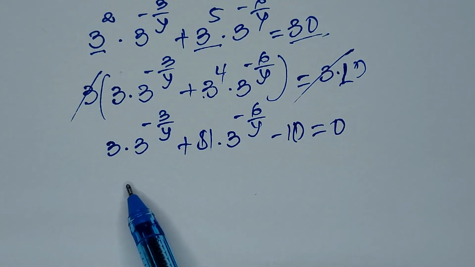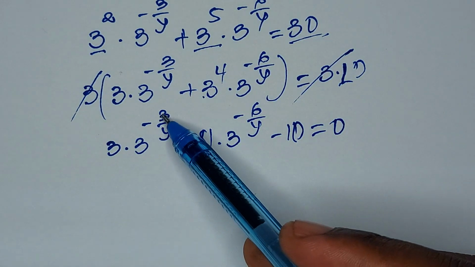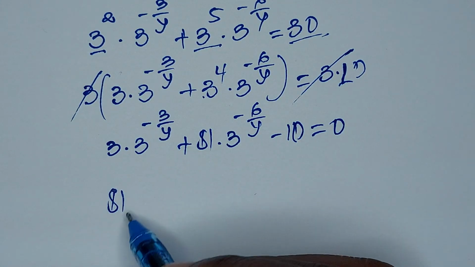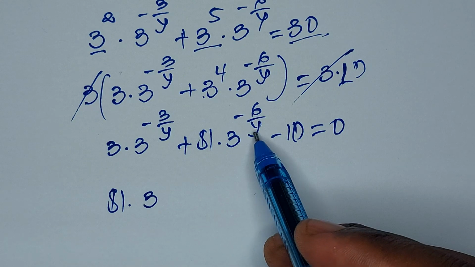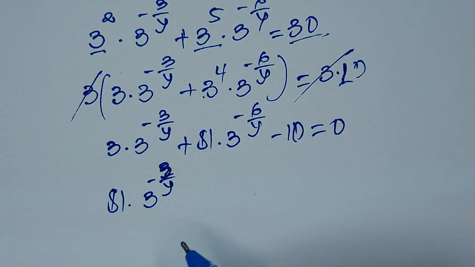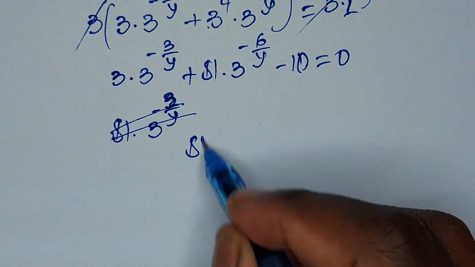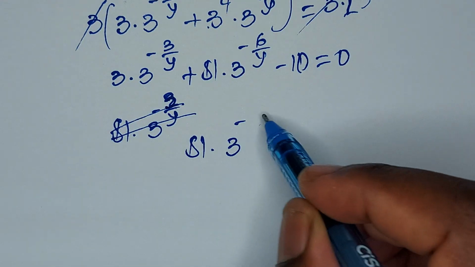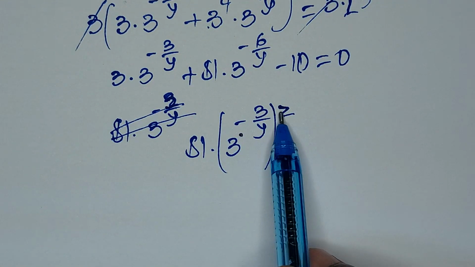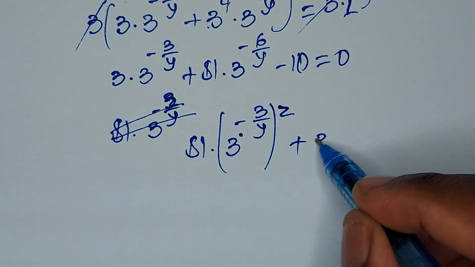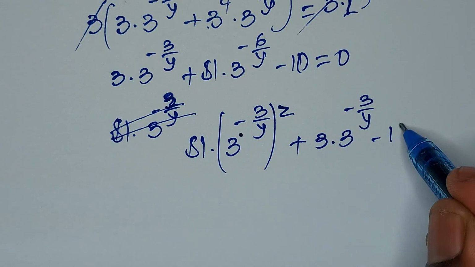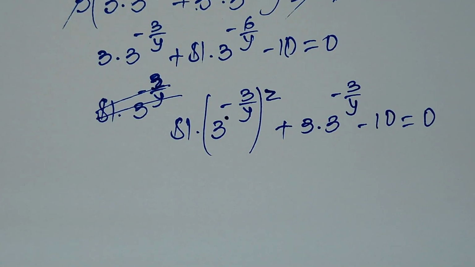Now I have minus 3 over y and minus 6 over y. 81 times 3 to the power minus 6 over y is the same as 81 times 3 to the power minus 3 over y, squared, because if I multiply, I'm going to have minus 6 over y. So we have 81 times (3 to the power minus 3 over y) squared, plus 3 times 3 to the power minus 3 over y, minus 10, and this is equal to 0. Here is the most interesting part.